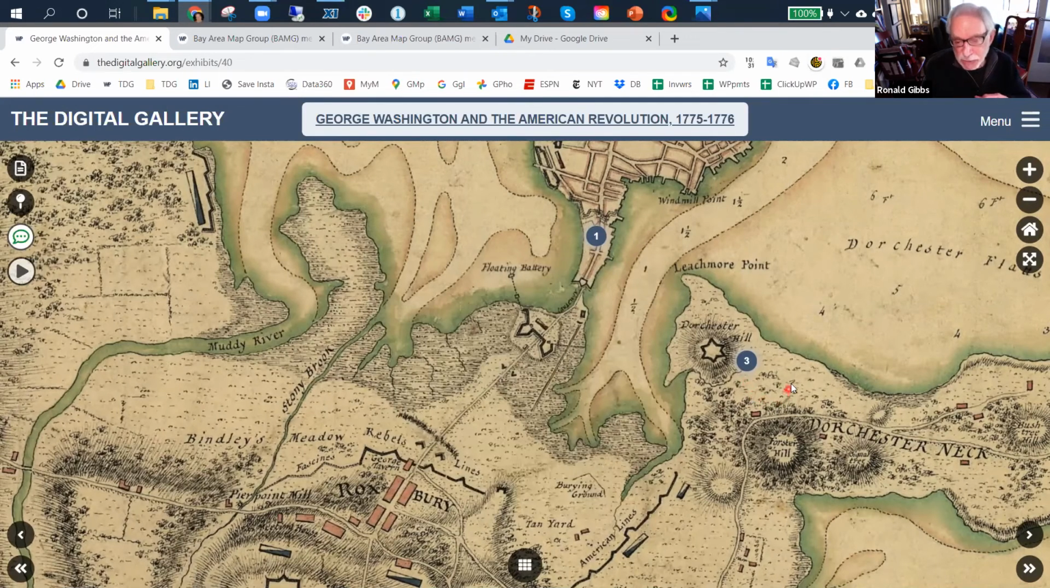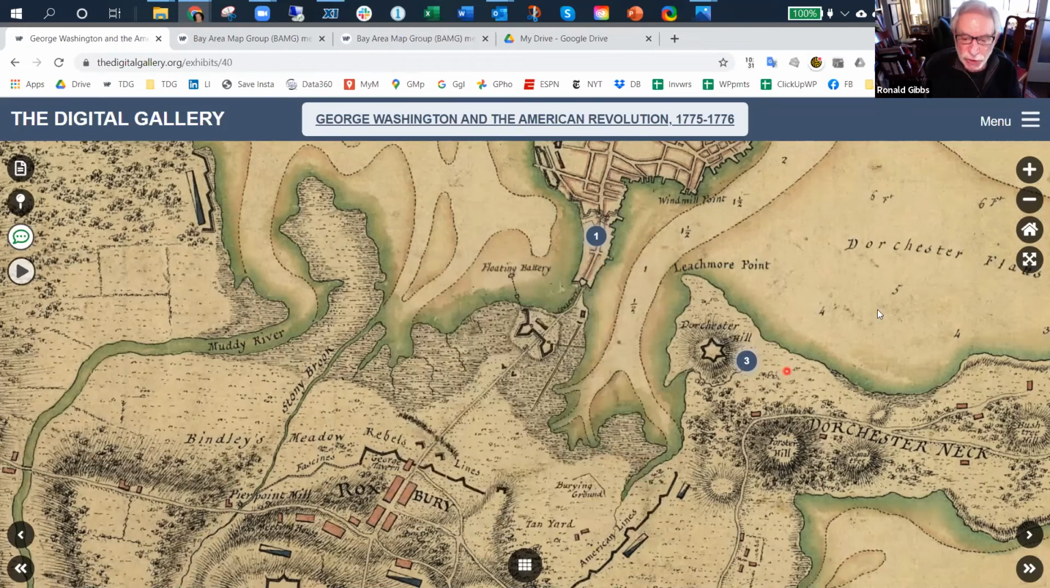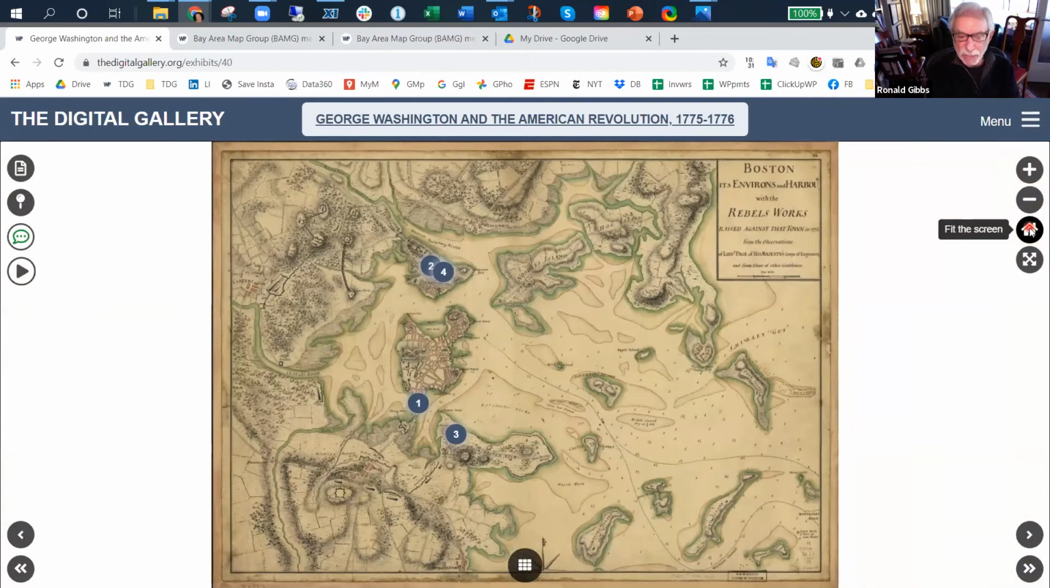This takes place on March 17th, 1776, and it is still known today as Evacuation Day. So the Americans know that the British will have to return. They return to New York the following July. But this is the prequel story in Boston.